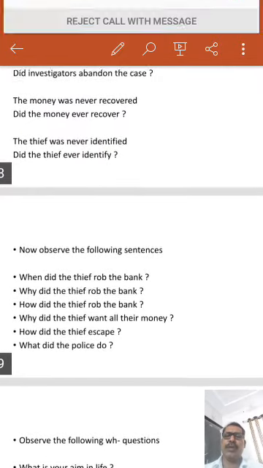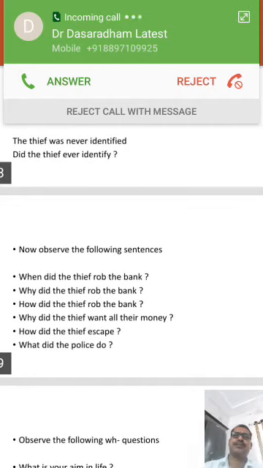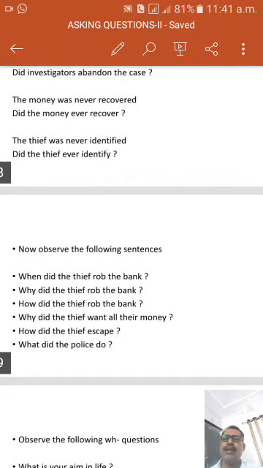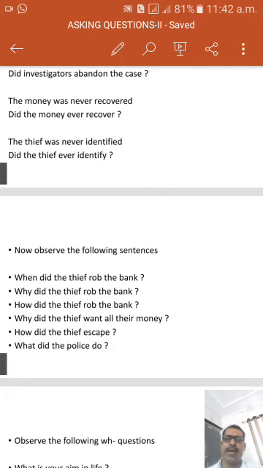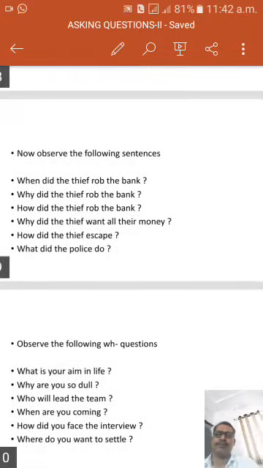Now let us see WH questions. When did the thief rob the bank? Why did the thief rob the bank? How did the thief rob the bank? Why did the thief want all their money? How did the thief escape? What did the police do? So we framed some yes or no type questions and we framed some WH questions.